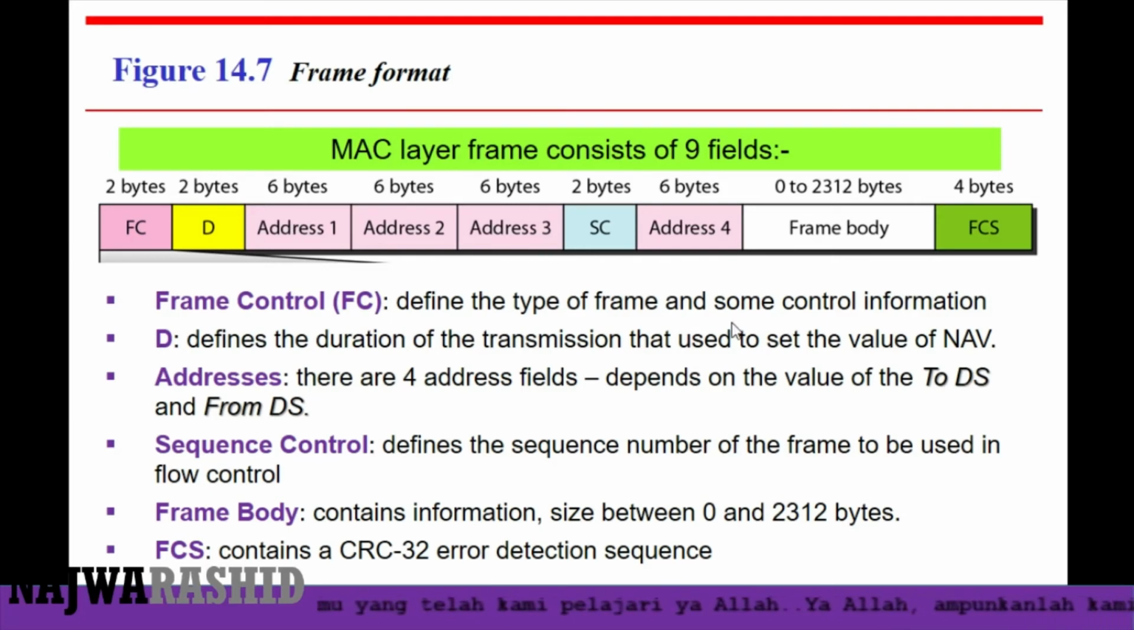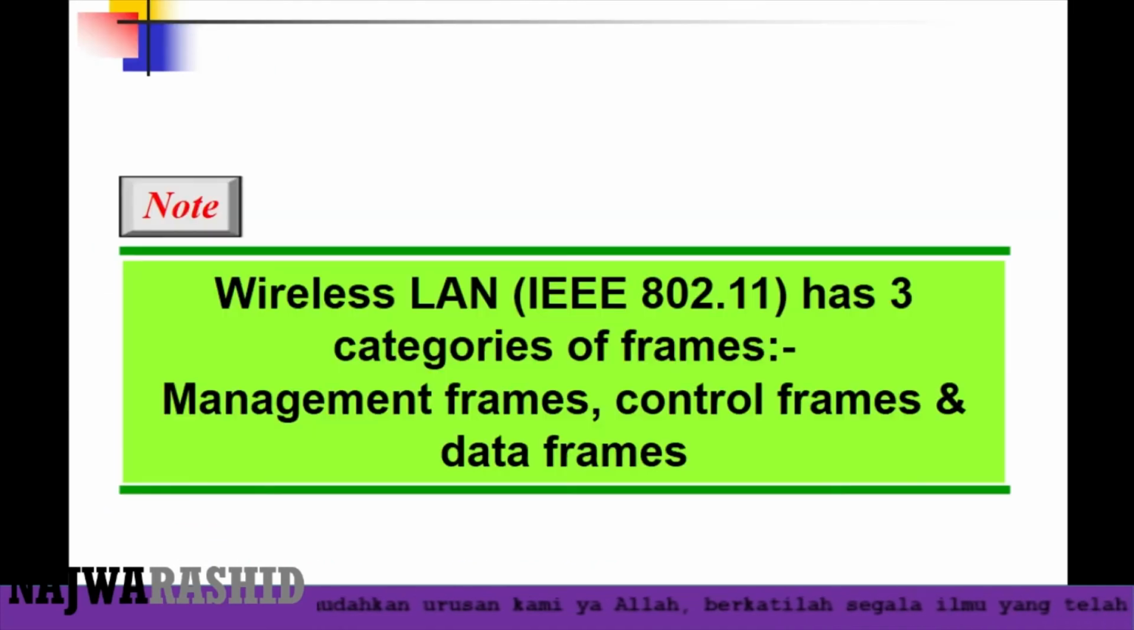The FC defines the type of frame and some control information for this frame. D defines the duration of the transmission, used in order to set the value of NAV. Addresses: we have 3 addresses here, but there are 4 address fields, depending on the value of To DS and From DS, and on how many destinations and sources we have inside our network. Next we have the SC, the sequence control, which defines the sequence number of the frame to be used in flow control. We have the frame body, containing the data, between 0 and 2312 bytes. And then we have the FCS, containing a CRC, an error detection sequence. So this is the frame format under the MAC layer.